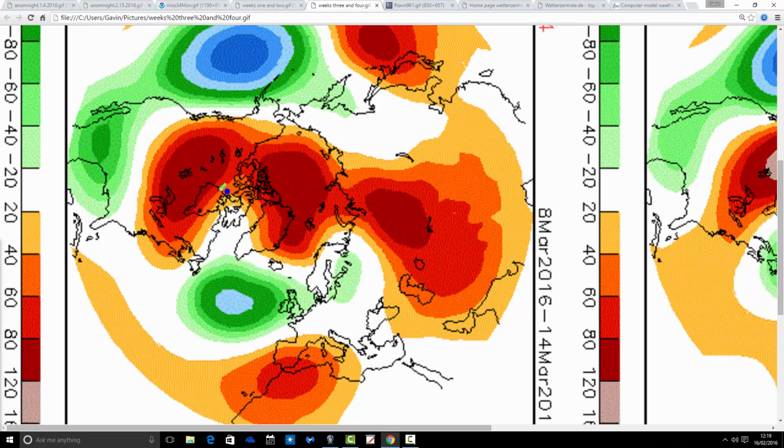Quite a lot of high pressure to the north on this one. A big blocking feature is setting up there over the top of the North Pole. That's very extensive northern blocking. That could tie in with that sudden stratospheric warming event that we had about a week ago. It takes a while for that to filter down into the troposphere. So around the middle of March is when you would expect the effects of that to be felt. Big blocking feature up there.